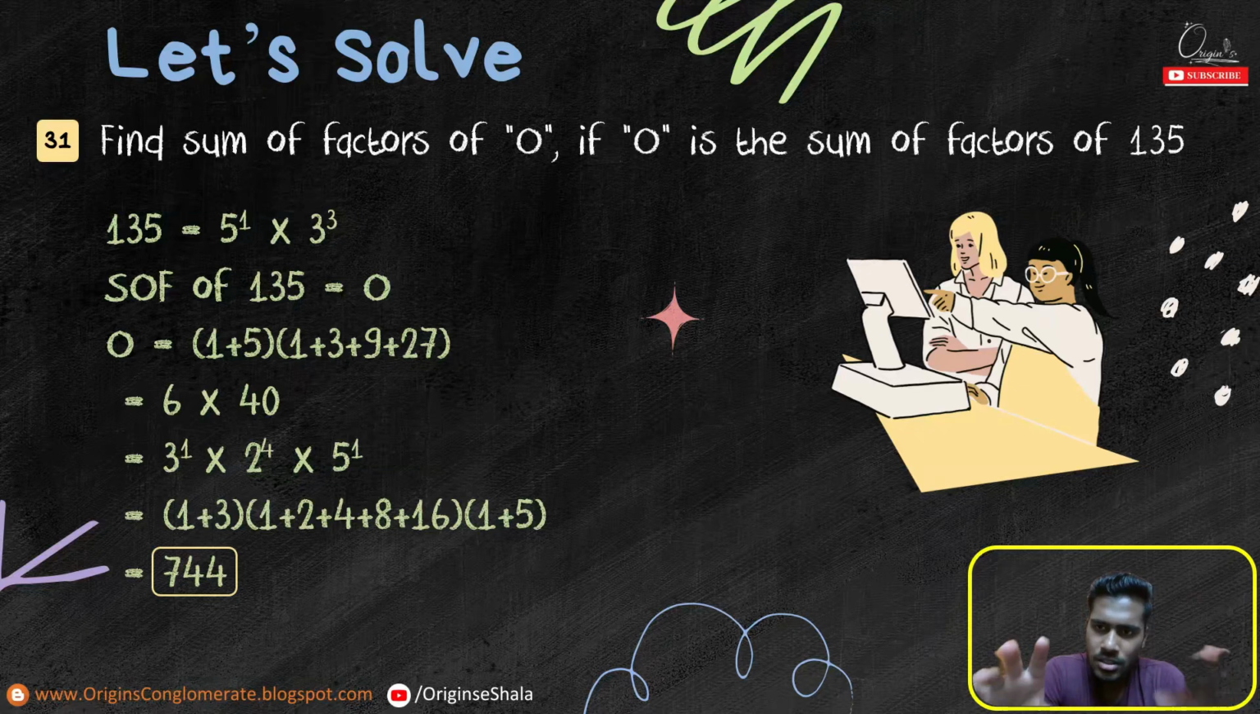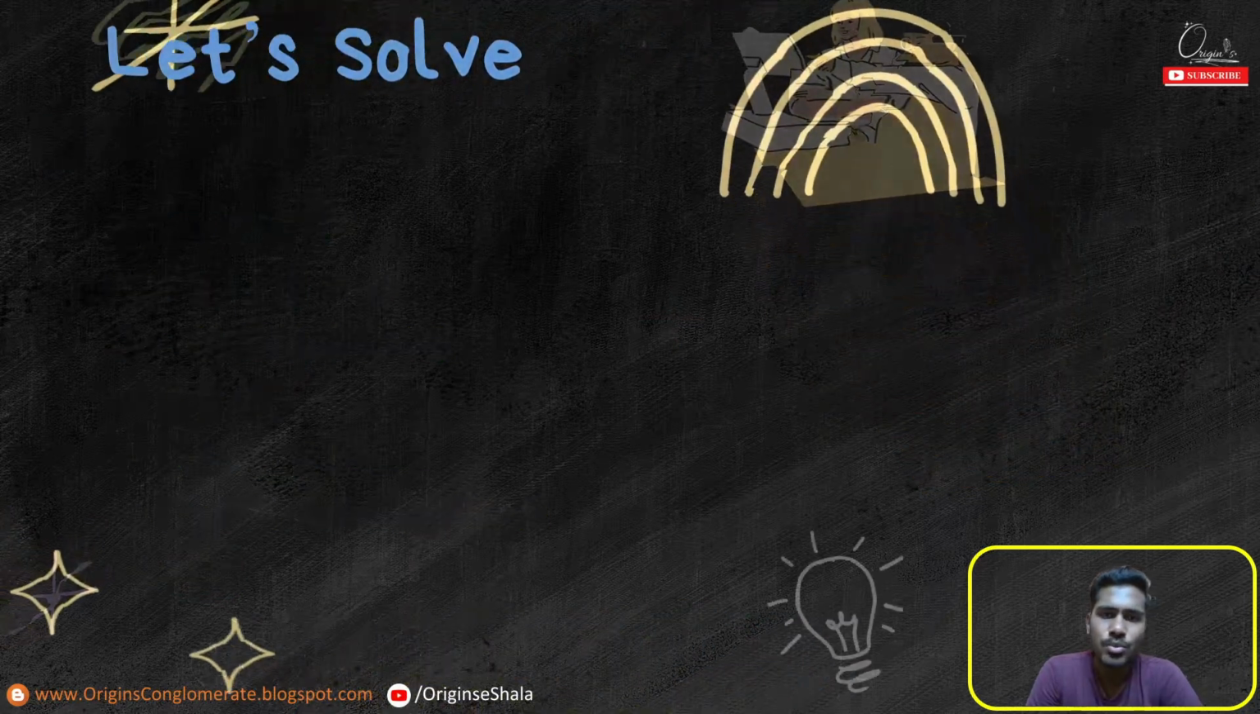The only thing here was you don't need to find the value of O. That is one time saving core thing that you must remember here. Our intent is not O, but SOF of O, which is SOF of 135. So that's why I didn't find the final value. That was the main learning from this. That's why I demonstrated this specific question to you guys. Now let's move to the next question.